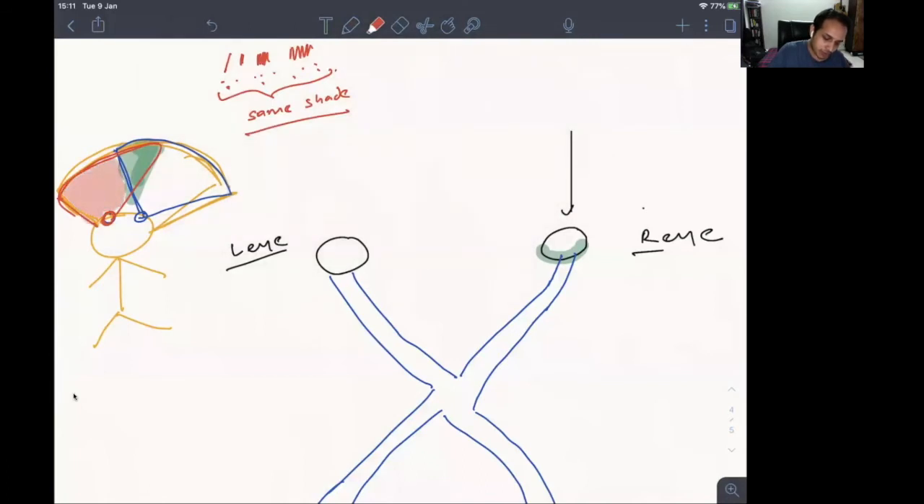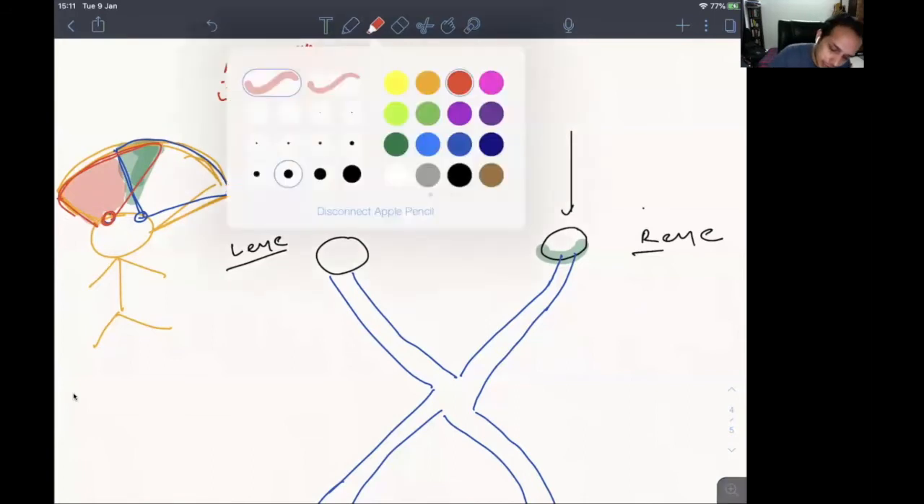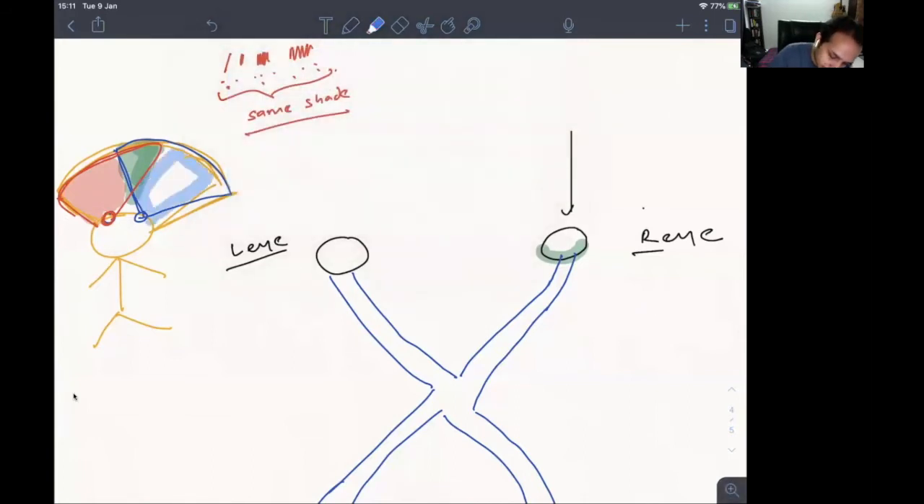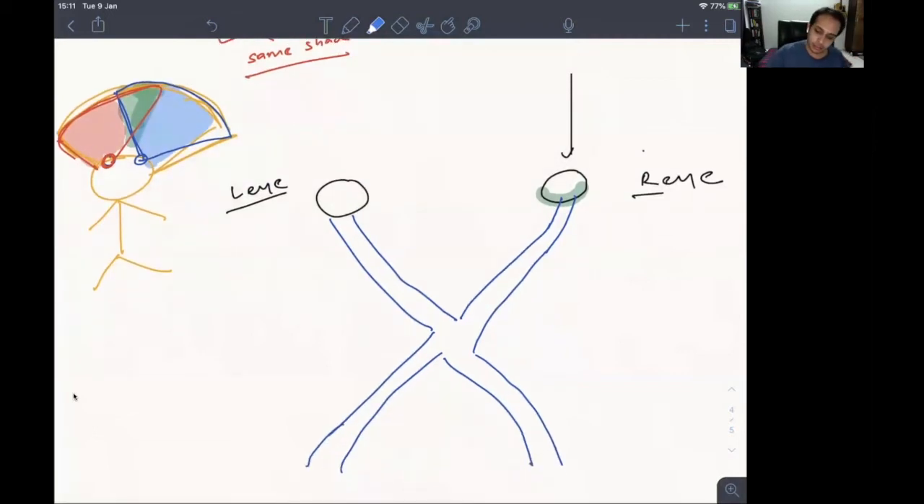So this left field will only be seen by the left eye, and the right field will only be seen by the right eye. The reason for this is that all the images that come on this side of the field will fall on the retina on the nasal side. So this is the temporal side of the field, and this is the nasal side of the retina.